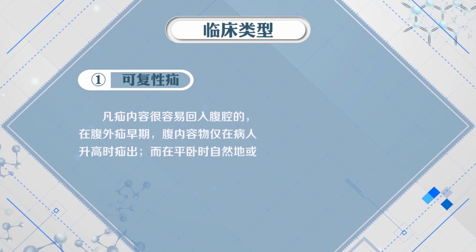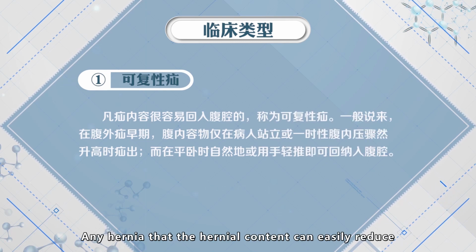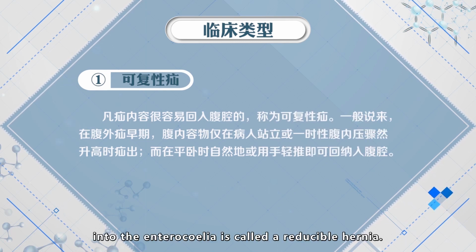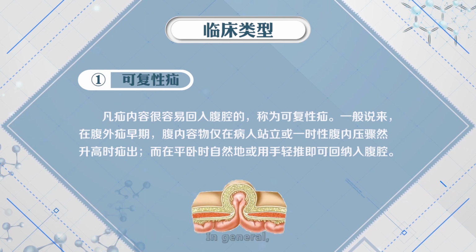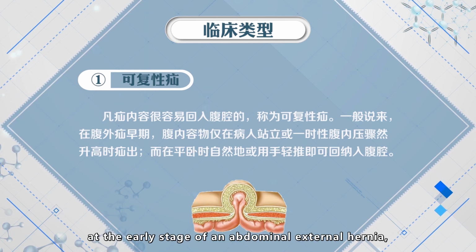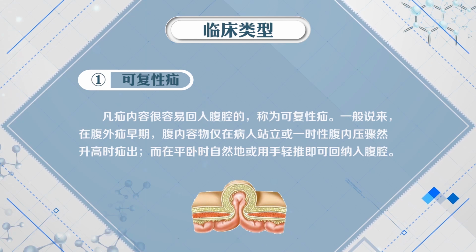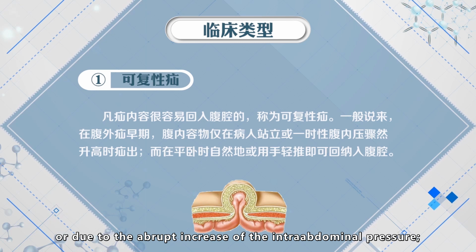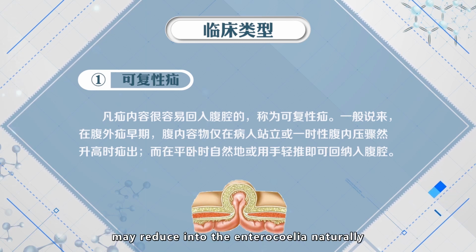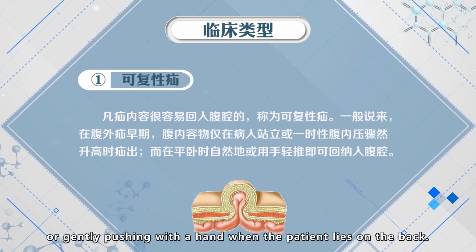Reducible hernia. Any hernia whose contents can easily reduce into the abdominal cavity is called a reducible hernia. In general, at the early stage of an abdominal external hernia, the hernia contents only protrude when the patient stands or due to an abrupt increase of intra-abdominal pressure. They may reduce into the abdominal cavity naturally, or by gently pushing with a hand when the patient lies on the back.